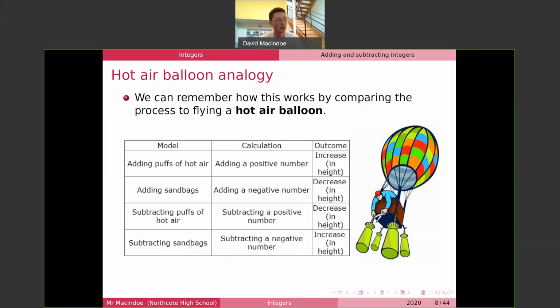By comparison, if you subtract a positive number, that's like subtracting puffs of hot air. So you think maybe releasing hot air. That's also going to result in decreasing in height, you falling, right? And if you subtract a negative number, it'd be like subtracting a sandbag, maybe cutting one off. And that's going to end up with you increasing in height. So if you take away something that's negative, you're really just adding, aren't you? You're really just making yourself go up. So hopefully that makes it all make sense.